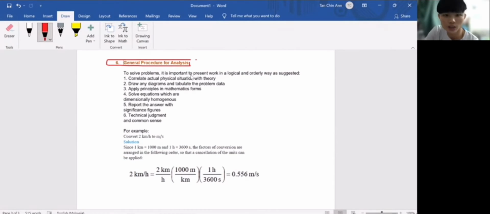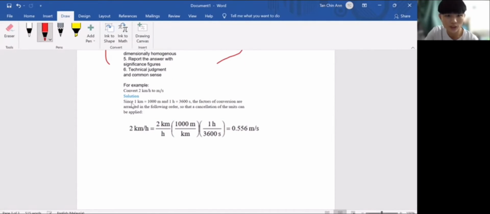It is important to present work in a logical and orderly way, as suggested below. For example, convert 2 km per hour to meter per second. We can cancel the kilo and the meter, and cancel the hour, and we get the final answer in meter per second.